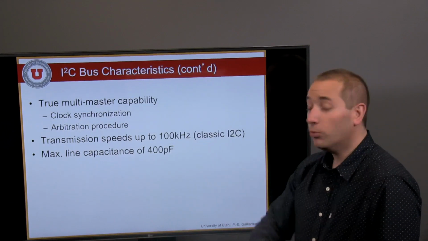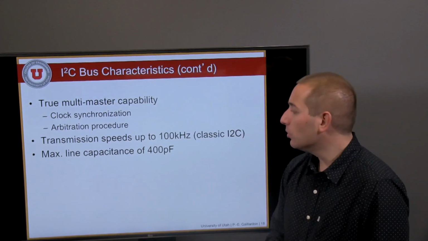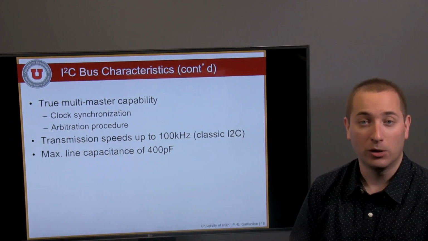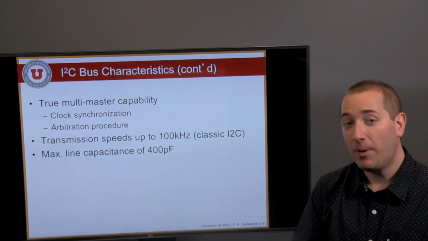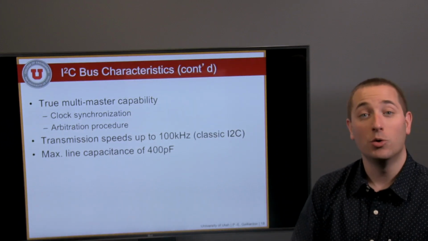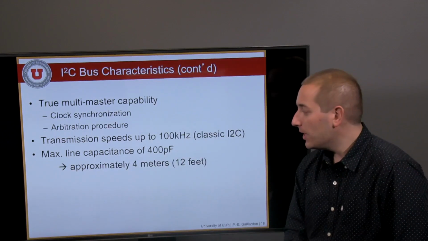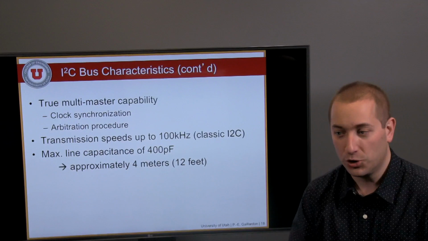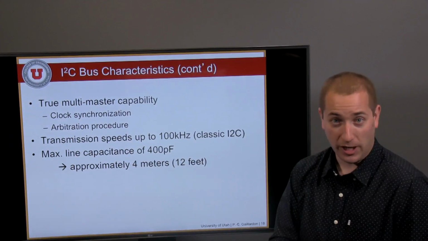The transmission speed is up to 100 kilohertz, as I said, as part of the classic specification, which would be the clock frequency of your SCL signal. And you also have a max line capacitance of 400 picofarads. Why does the spec provide a maximum line capacitance? If your capacitance is too big, you're going to reduce the speed of your data transfer. And that basically approximates to about 4 meters of connections, which is more than enough for board communication.